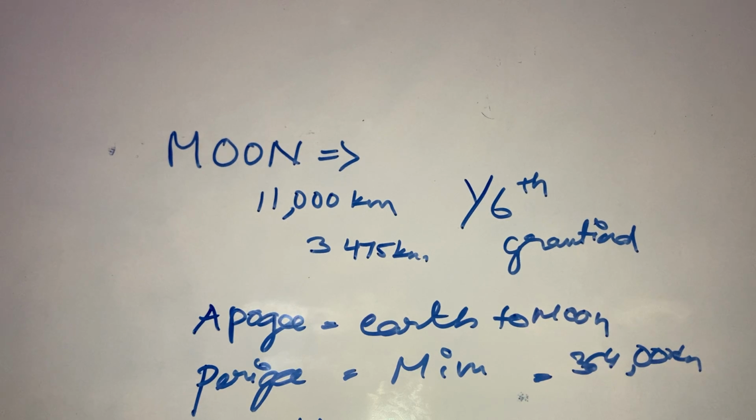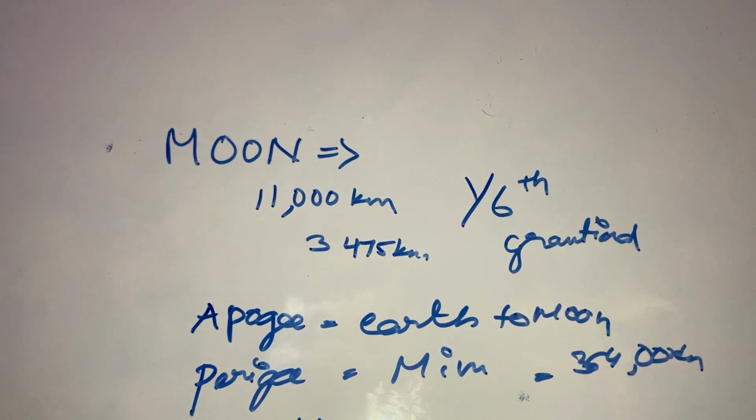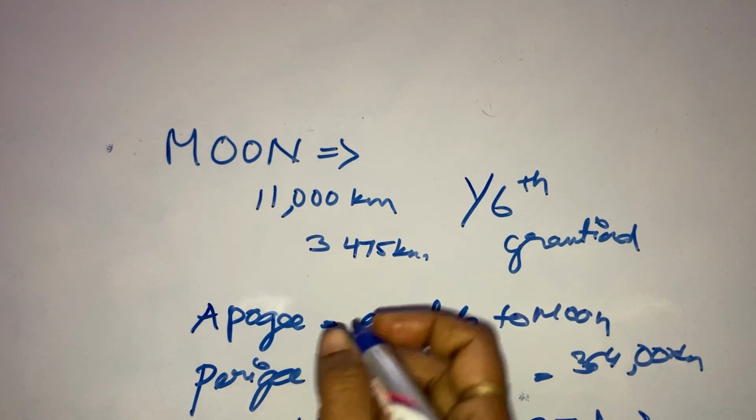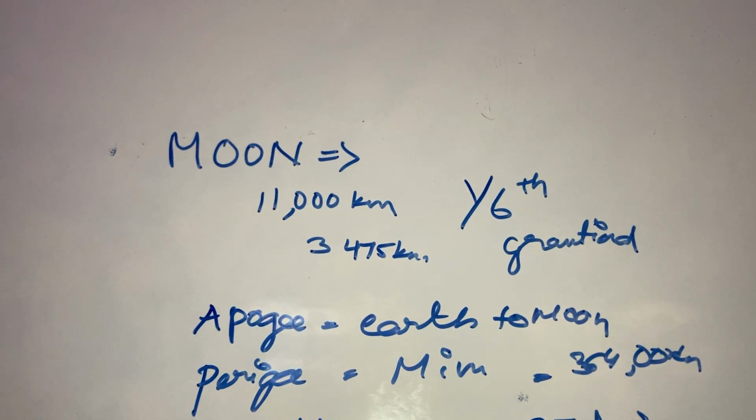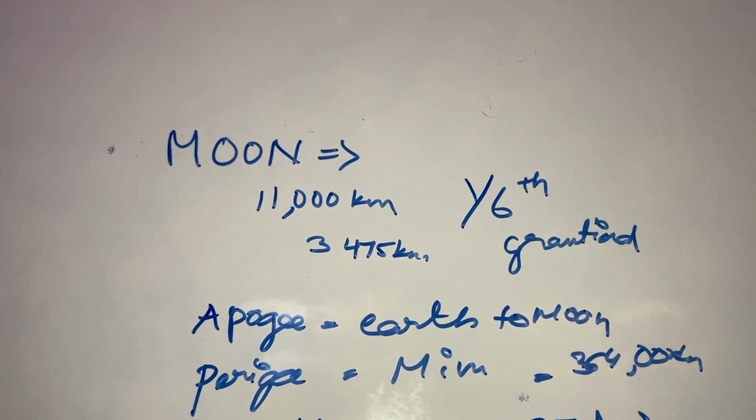The Moon takes 27 days, 7 hours, 43 minutes. So it takes 27 days, 7 hours, 43 minutes to complete one revolution. It rotates on its own axis to complete one revolution.